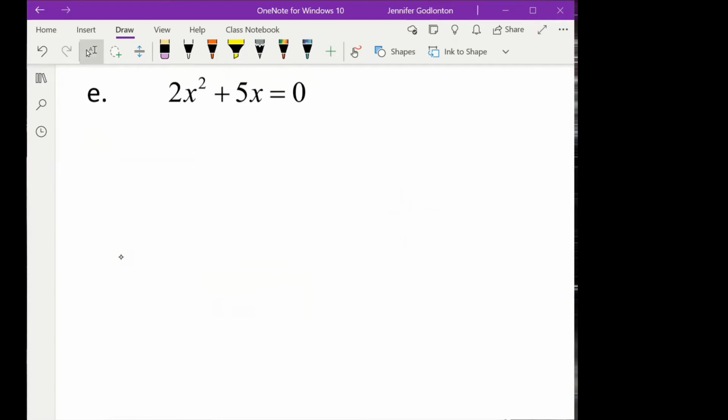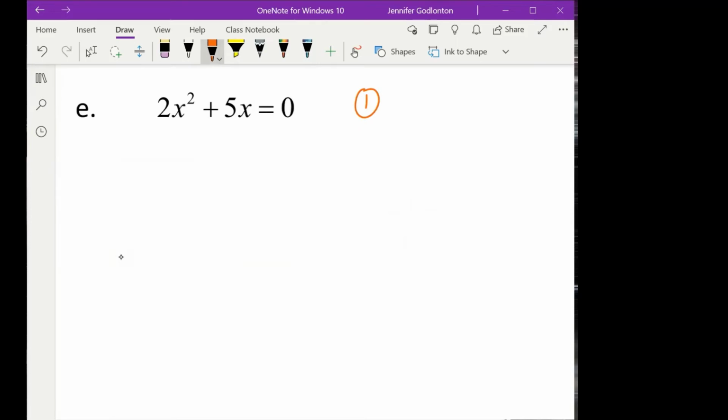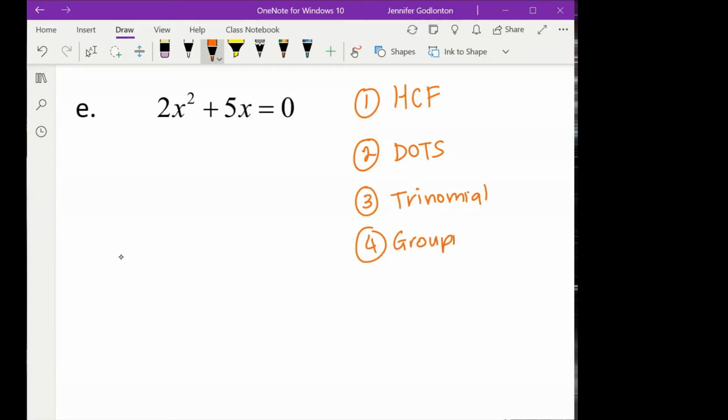So when we factorize, we need to remember our list that we spoke about lots in our last course. What is the first thing we look for when we're doing factorizing? What is the very first thing we look for? I'm looking for 3 letters. Yes, Jahula. Highest common factor. Glorious. What is the second thing we look for? Dots. Yes. Good. What is the third thing we look for? Trinomial. Yes, guys. What's the fourth thing we look for? Grouping. Yes. Okay. Those are the things that we are looking for.